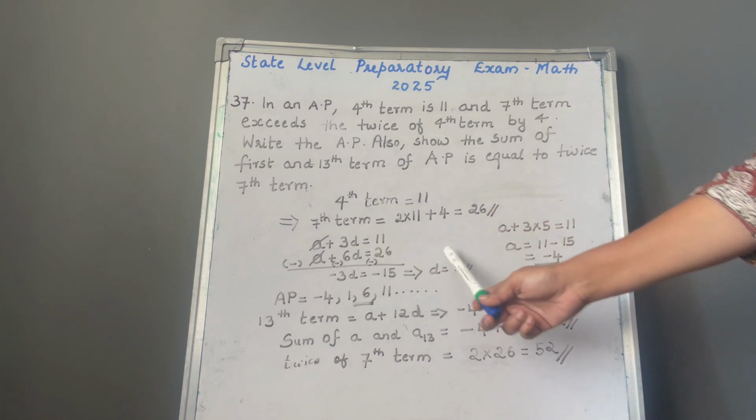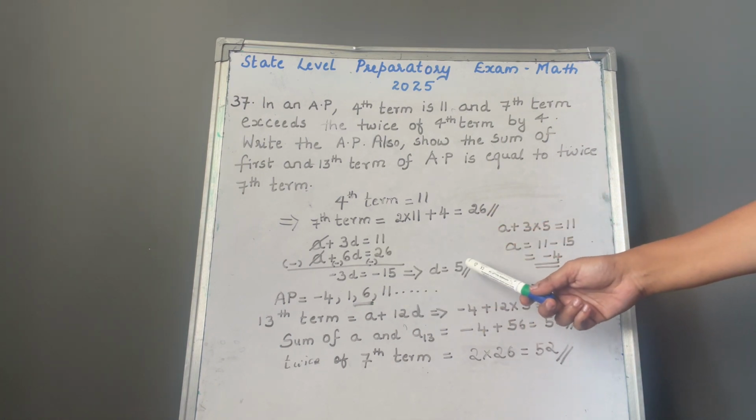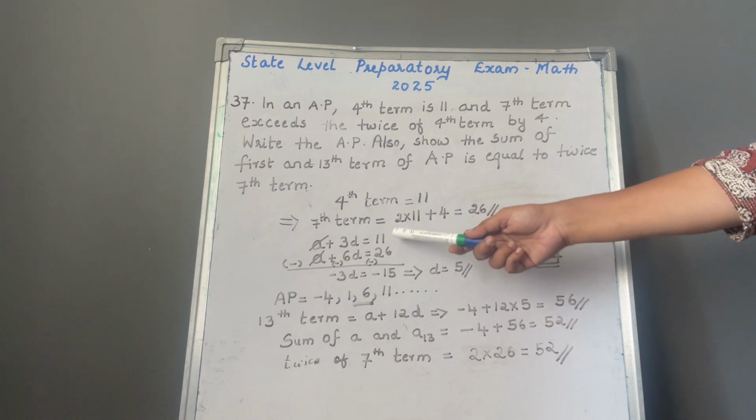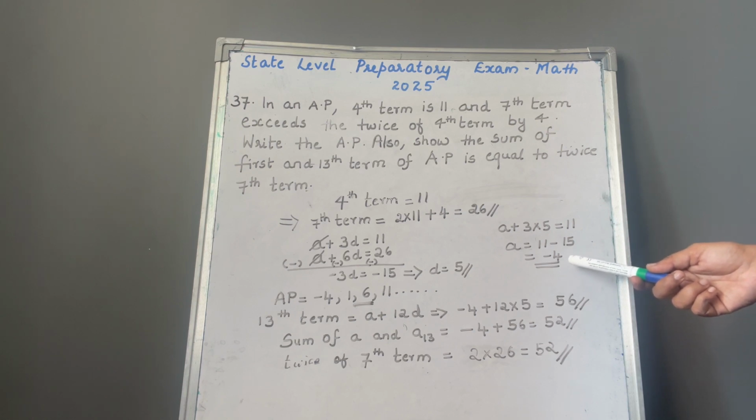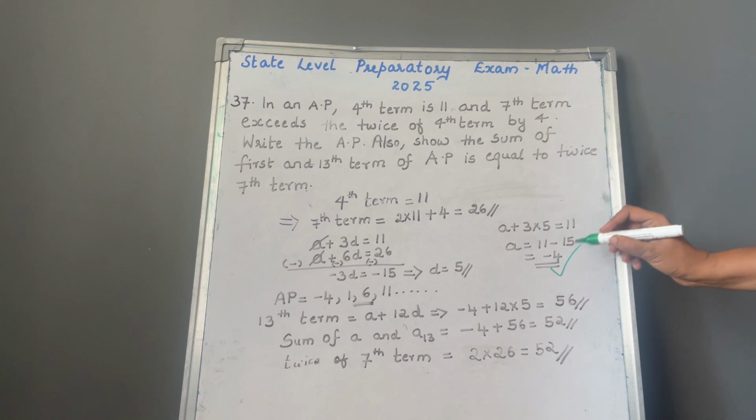Here A can be eliminated by subtracting the two equations. We get D is equal to 5, or the common difference is 5. Now substituting the value of D in any one equation, we get A is equal to minus 4. So we got A as minus 4 and D as 5.